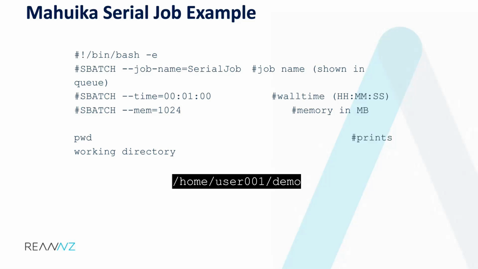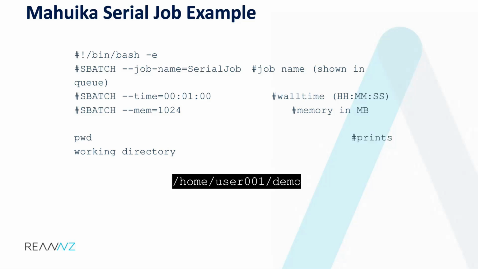Now that we've specified the resource dimensions and the job name, it is time for us to write what we want the job to do. In this case, we are just having the job run the pwd command, which stands for print working directory. Once you submit this job with sbatch, it will go into the queue.